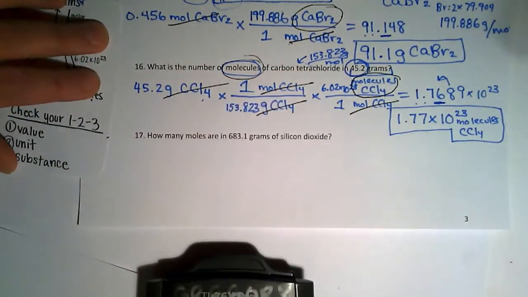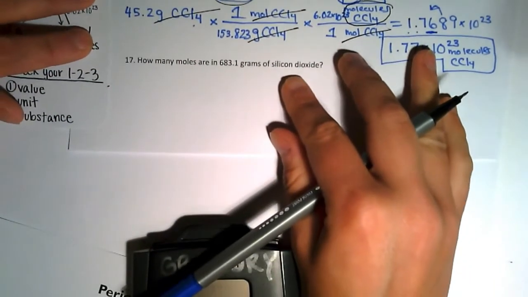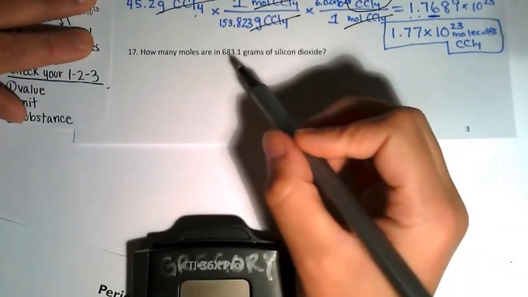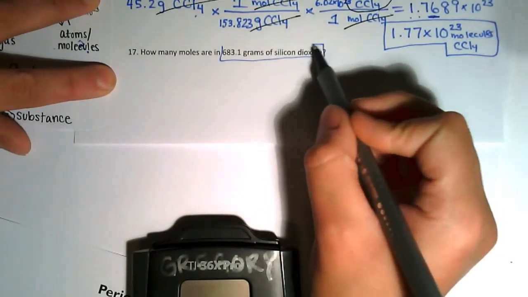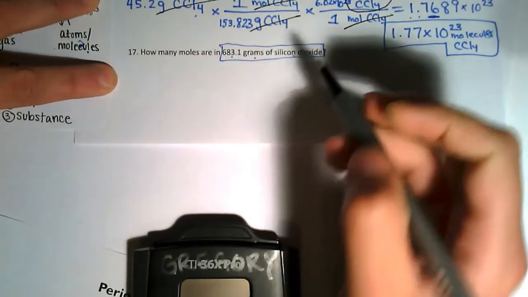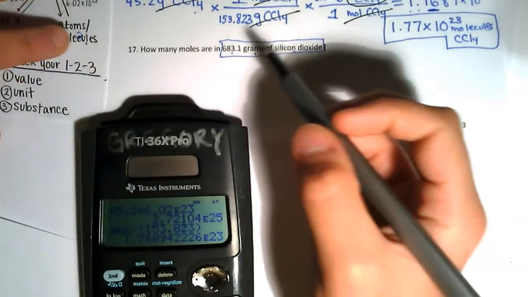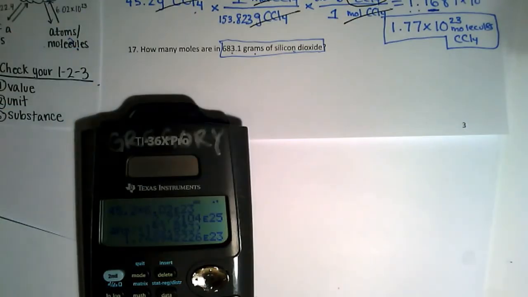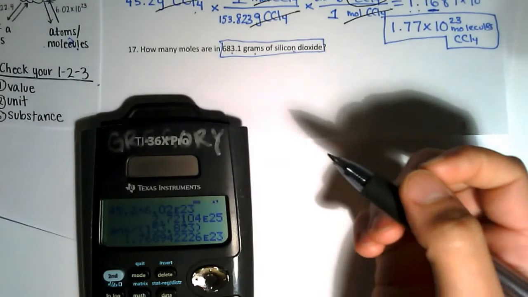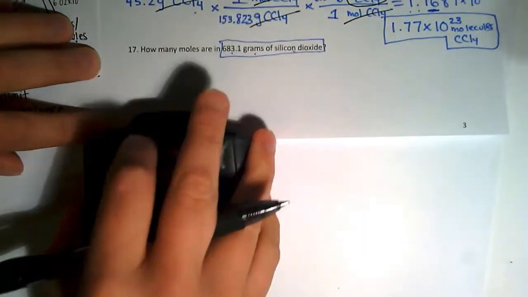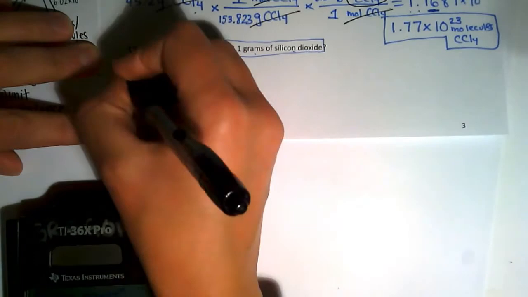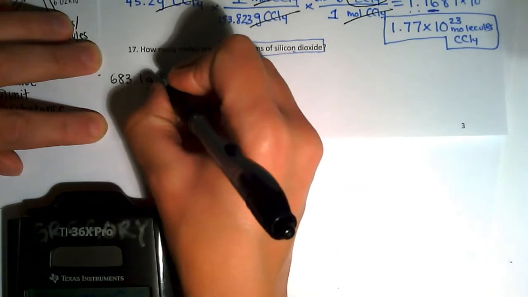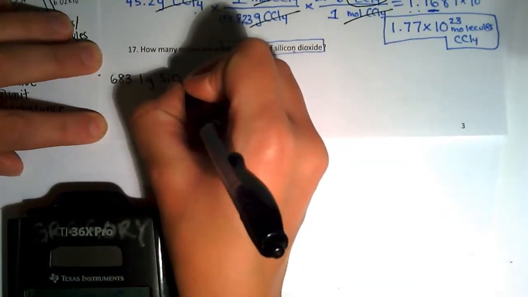Alright, on to the very last problem. How many moles are in 683.1 grams of silicon dioxide? So here's our starting value, unit, and substance. And we're also going to need to figure out the molar mass of silicon dioxide. I'm going to do this last problem in black because I'm starting to have my writing run all over the place. So we're going to start with 683.1 grams of silicon, Si dioxide, O2.